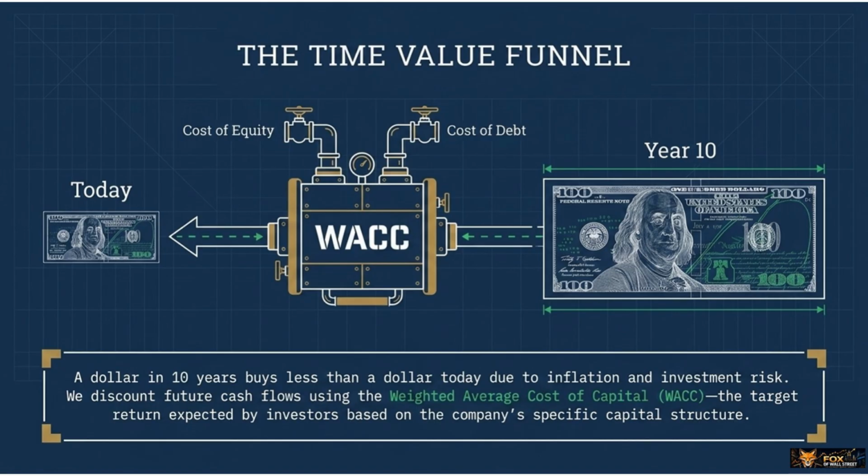All right, Section 3, WACC and discounting, the time value of money. Once we have those future cash flows forecasted, we run headfirst into a fundamental law of finance. Future dollars are just worth less today than present dollars. Thanks to inflation and investment risk, a dollar you get 10 years from now just doesn't buy what a dollar in your hand today buys. So, to account for this, we discount those future cash flows. We use the weighted average cost of capital, or WACC. Think of WACC as a blend of the company's cost of equity and cost of debt. It essentially represents the target return expected by the investors, based on the company's exact capital structure.